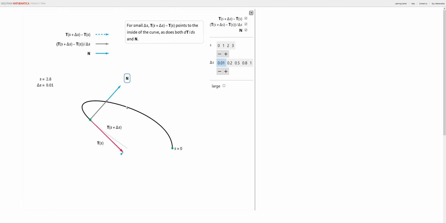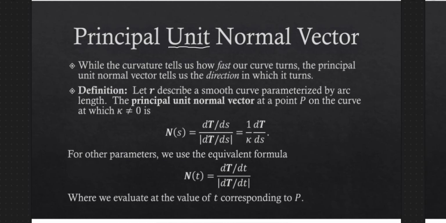All right, so let me jump back to this. So how do we actually define the principal unit normal vector? Again, this is telling us the direction in which the object is turning, or direction in which the curve is turning. So here we have our curve. We'll assume it's smooth, right? So remember, it's differentiable, and that its derivative is nowhere 0. And then if it's parameterized by arc length, in that case, we can find dT/ds and divide by the magnitude of dT/ds, which, remember, this is curvature.